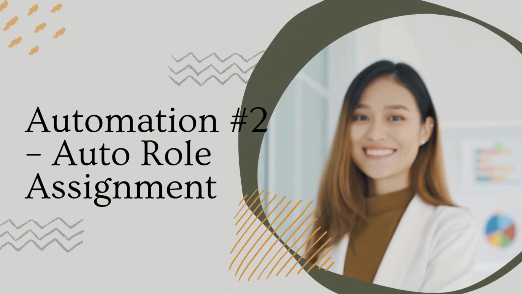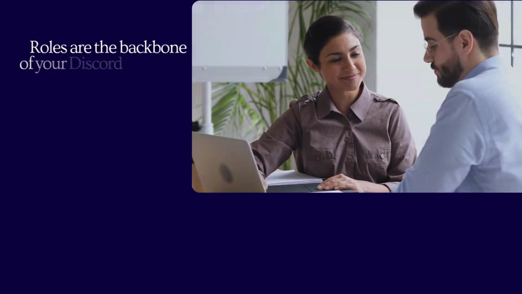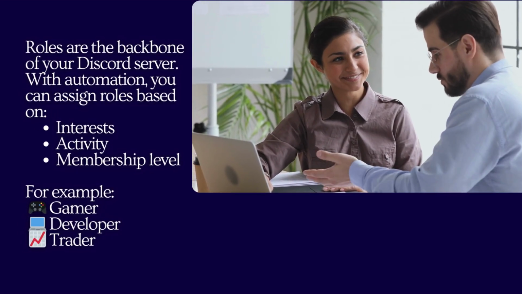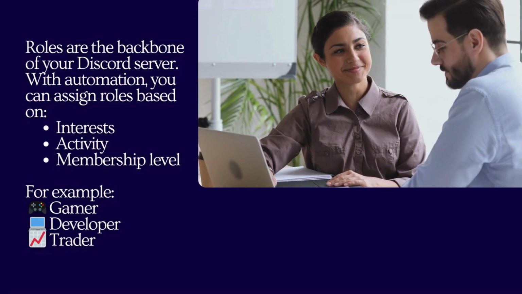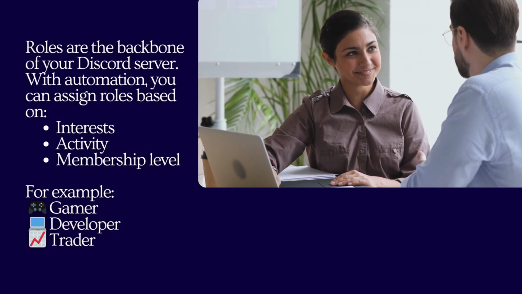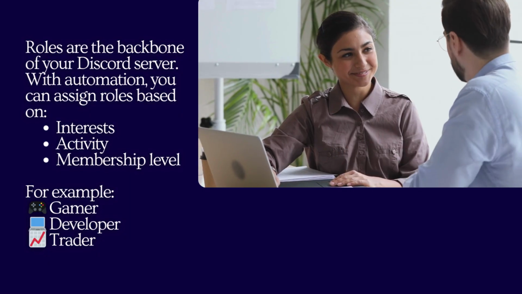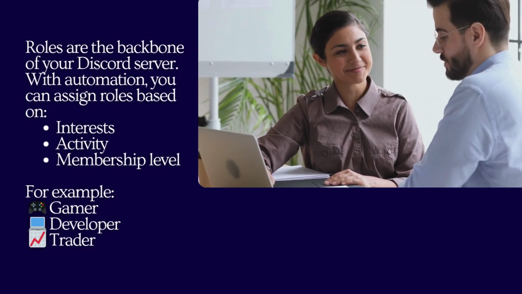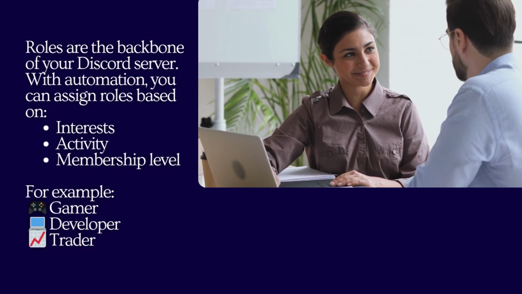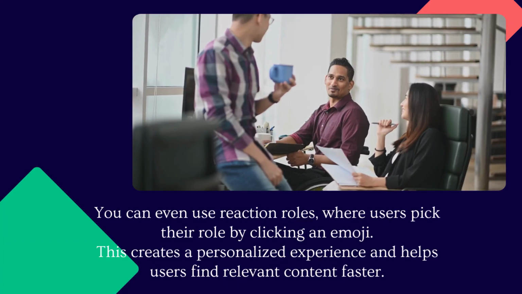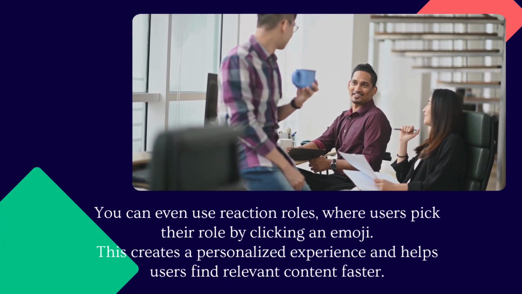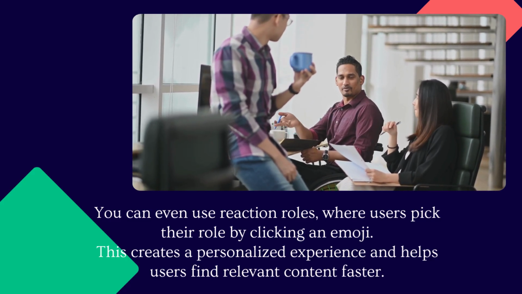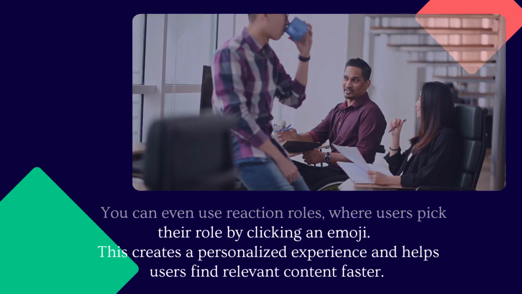Automation number 2, auto role assignment. Roles are the backbone of your Discord server. With automation, you can assign roles based on interests, activity, membership level. For example, gamer, developer, trader. You can even use reaction roles, where users pick their role by clicking an emoji. This creates a personalized experience and helps users find relevant content faster.